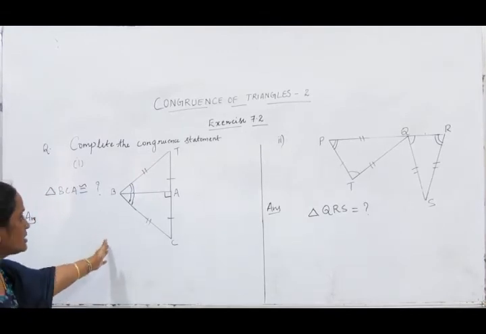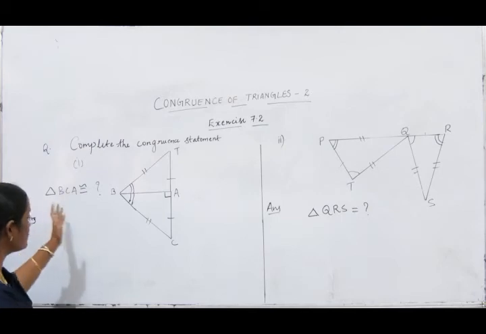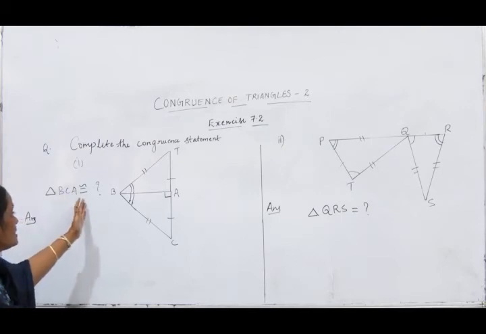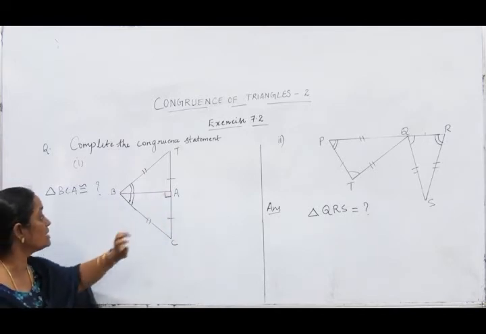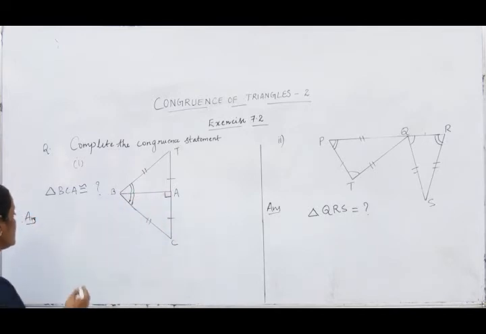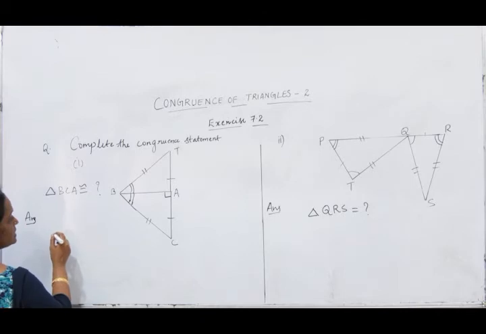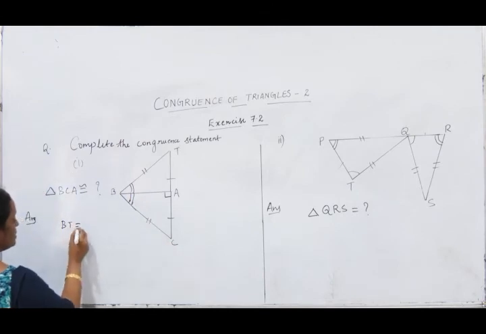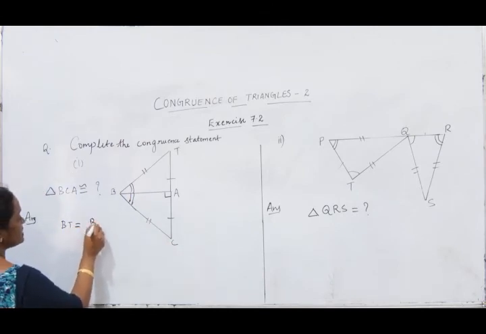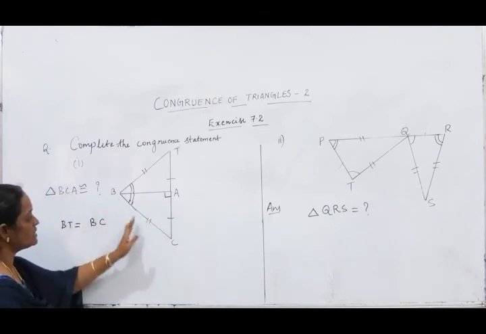Here two triangles are given and here we have to complete this statement. Triangle BCA is congruent to which triangle here? BCA, this triangle is congruent to which triangle here? We have to say. Here it is given that this side BT is equal to this BC. BT and BC are equal.